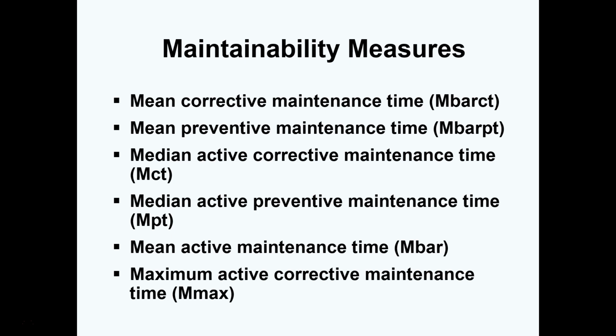Maintainability can be measured using different measures to ensure lower and efficient operations. Some of the common measures are the mean corrective maintenance time, the mean preventive maintenance time, the median active corrective maintenance time, the median active preventive maintenance time, the mean active maintenance time, and the maximum active corrective maintenance time.